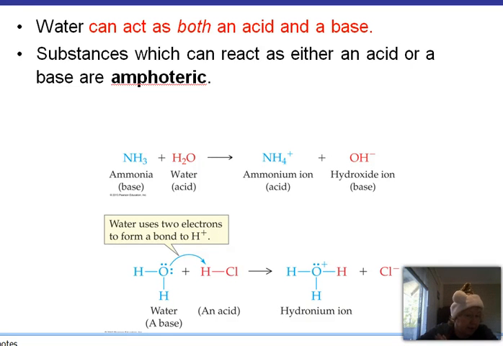Okay, water. Now this is going to freak you out. Don't panic. Water can act as both an acid and a base. Take a deep breath. It's going to be fine. Substances like this are called amphoteric. It can be both a base and an acid. It's H2O. It can do anything.